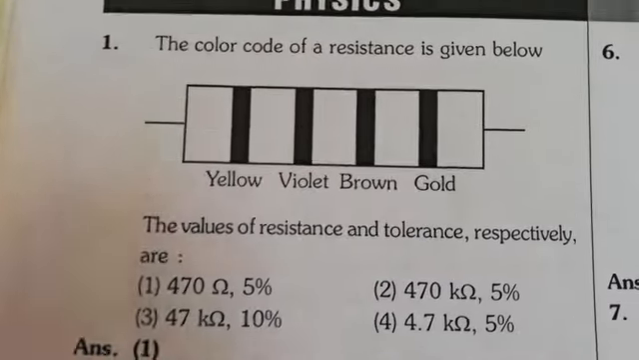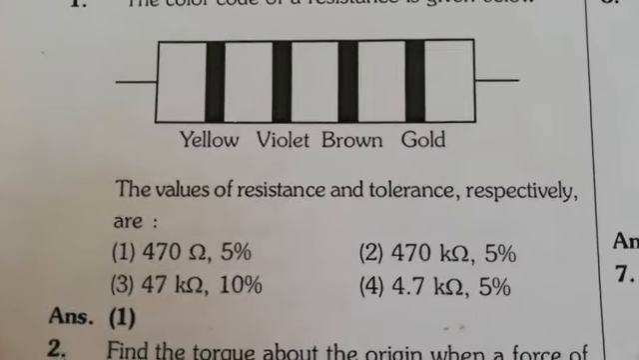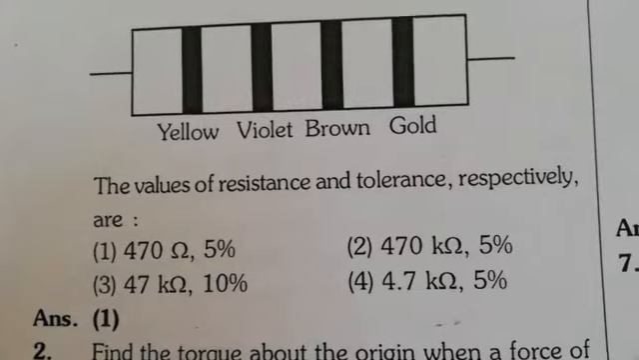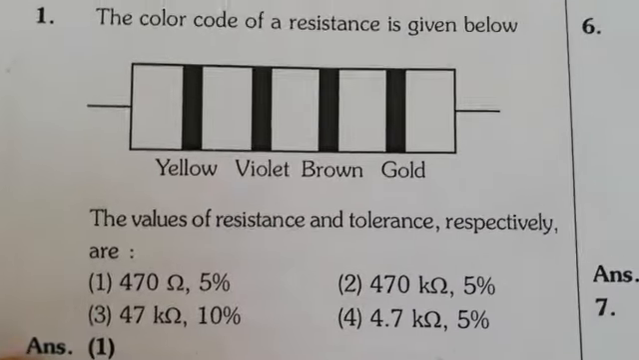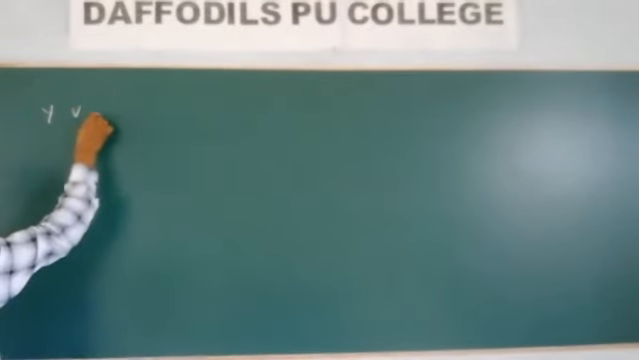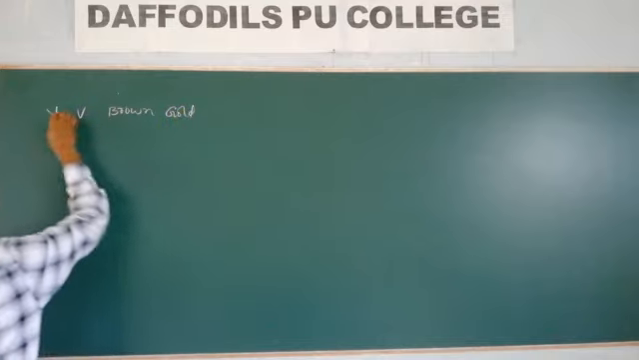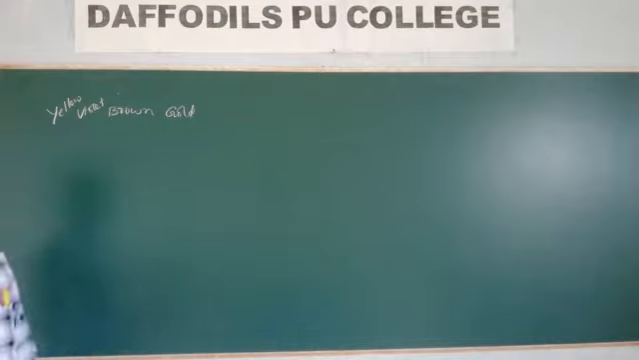So we have the color code of resistance given below: yellow, violet, brown, gold. We need to find the values of the resistance and tolerance respectively for yellow, violet, brown, gold.